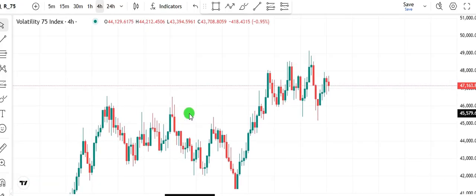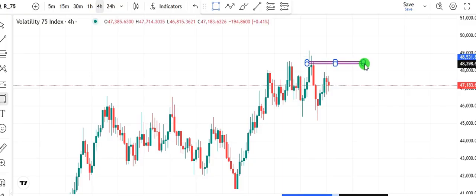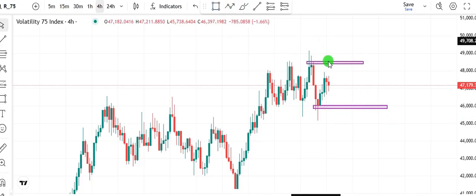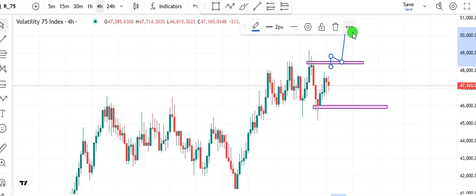So we'll be marking out our recent structures, which is a recent high and recent low. So here is a recent high, and of course, here is a recent low. So let's see what we want to look at. We want to see a breakout from this. You want to see a breakout from this, the retest of this, to think of going on a bullish side.